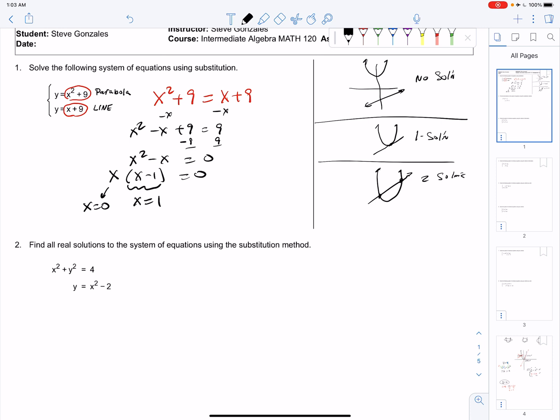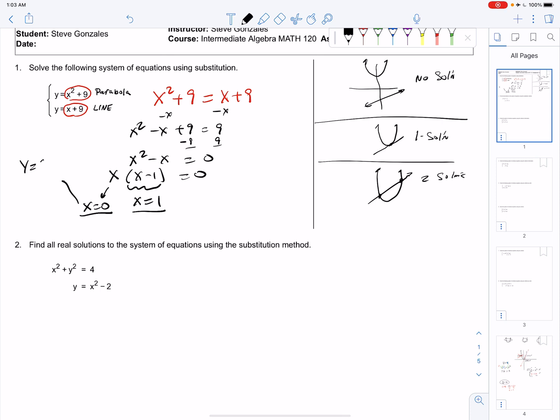So now, I wish I would have used my space a little better, but what we want to do now is plug x equals 0 back into one of the equations. You get to pick, and plug x equals 1 back into one of the equations. And I'd recommend picking the line, because you're not going to have that issue of square rooting and getting a plus or minus and then having to check for extraneous solutions. And the line's easier to work with anyways, right? So let's go ahead and use the line equation.